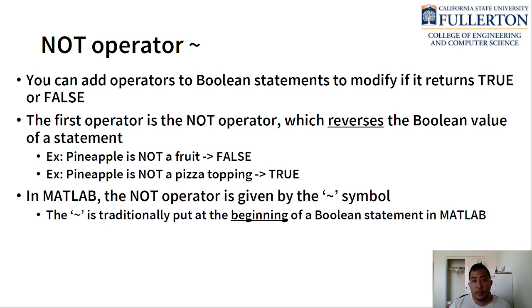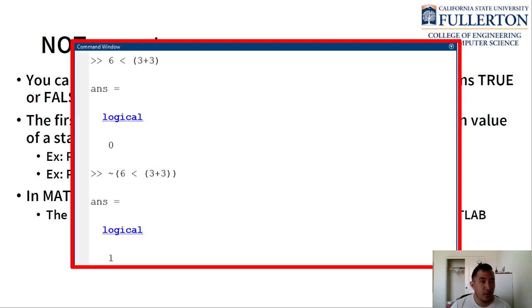Some examples here: we can have pineapple is not a fruit. That's obviously a false statement. But if you have the next statement, pineapple is not a pizza topping, I don't think there's anything more true in the world. So that's obviously true. Traditionally in MATLAB, if you're going to use the not operator, you put the tilde at the beginning of the Boolean statement. Here are some examples.